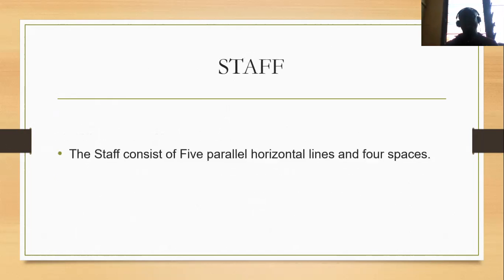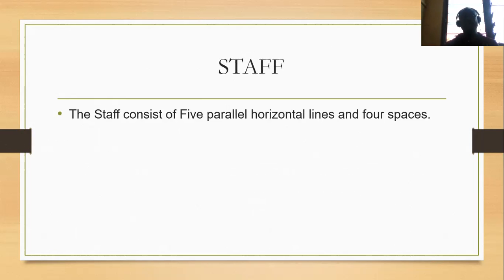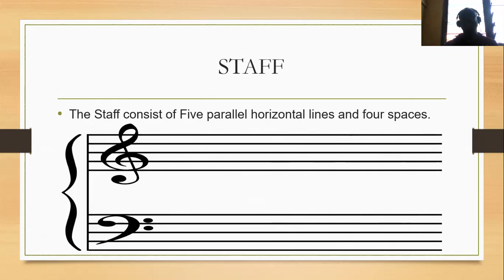So let's look at the staff. Like I said earlier, the staff consists of 5 parallel horizontal lines. This is called the staff. But the combination of the two clefs, a treble clef and a bass clef, like this, is called the grand staff. Next time we'll talk more about the grand staff. When you talk about the staff, it consists of 5 parallel horizontal lines and 4 spaces, and you have the treble clef and the bass clef on the staff.